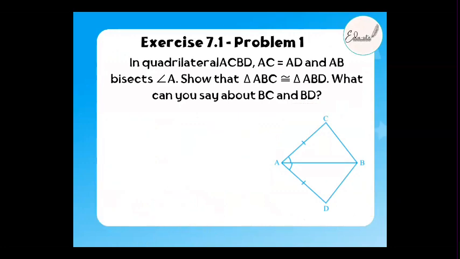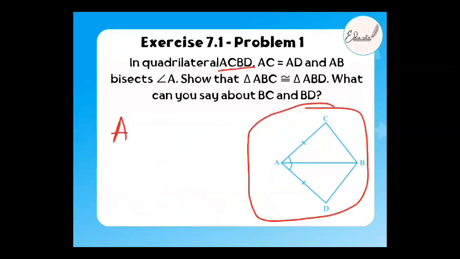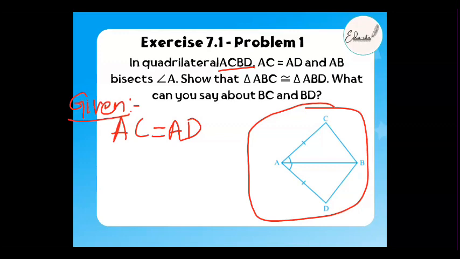So यहाँ हम लोगों ने question में पूछा है, ACBD is a quadrilateral and here they have told you AC is equal to AD. पहले हम लिखते हैं what is given, correct? First, in any problem, we write what is given. Now tell me what's given here, beta. AB bisects angle A.